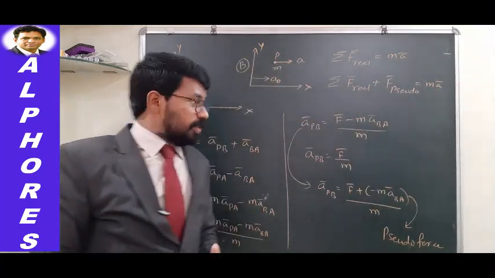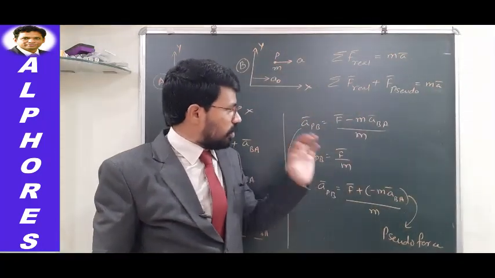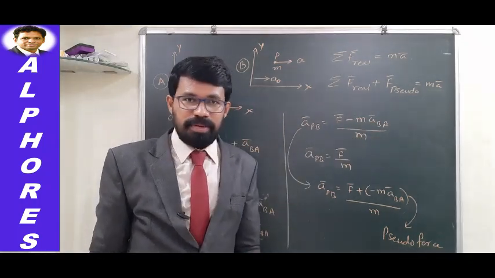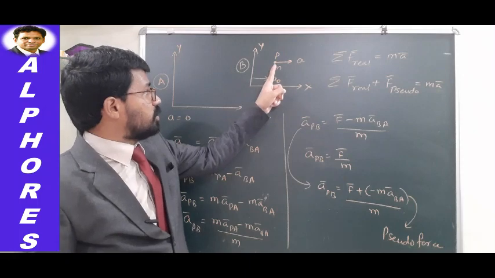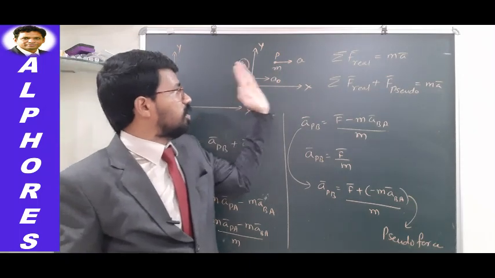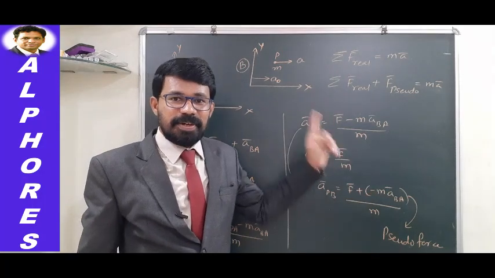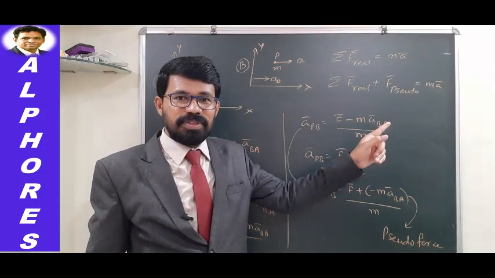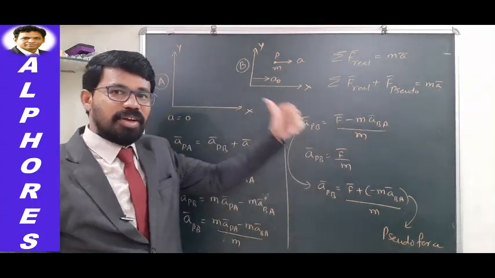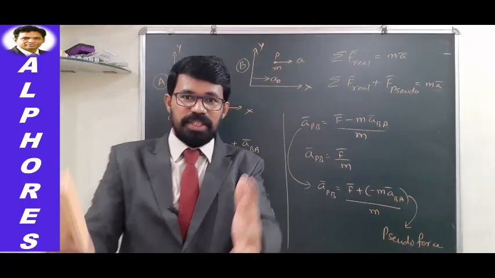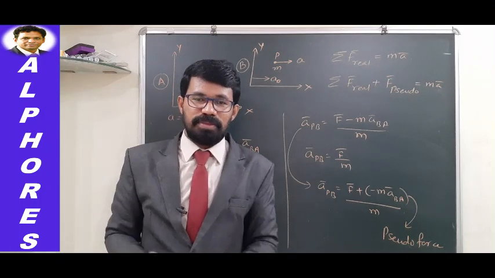Okay, so from this one more conclusion can be drawn. Whatever this pseudo force is, M A_BA bar, that force is in a direction opposite to the direction of motion. The negative sign indicates that in whatever direction the frame of reference is moving, in the opposite direction you will have this pseudo force. That's why when a bus is moving in the forward direction, you experience force in the backward direction.